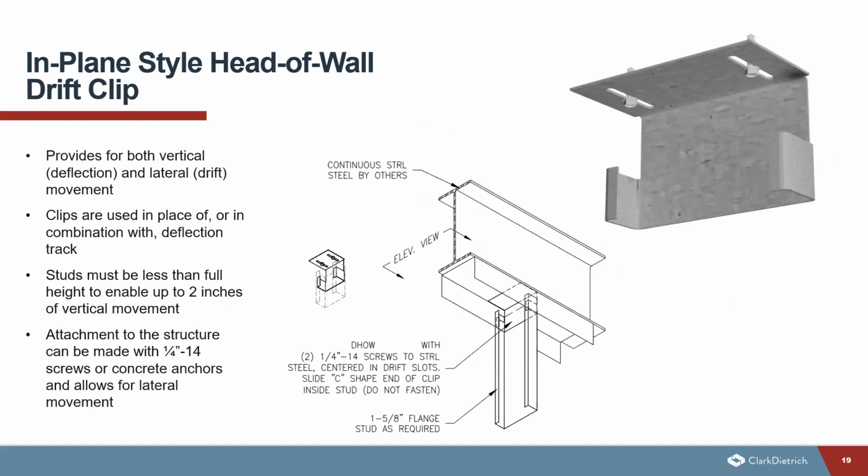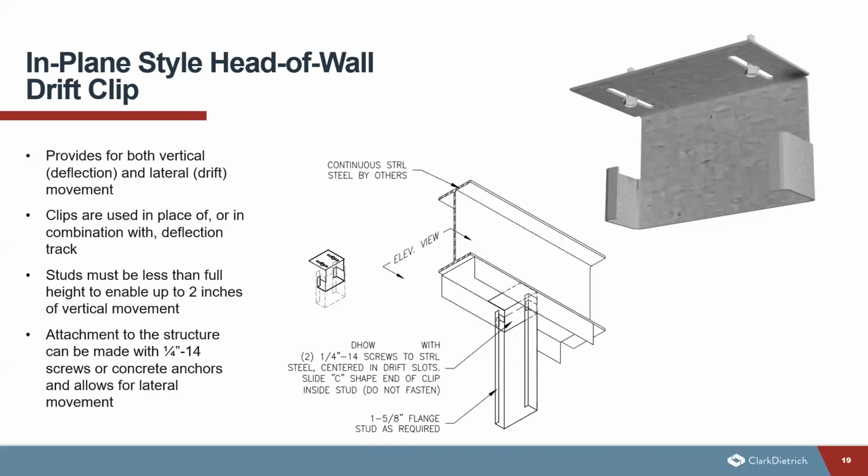Now this one is very similar to the one that we just looked at, but this one is the head of wall drift clip. So it's going to provide both vertical movement and lateral movement, which is known as drift. So this clip is going to be used in place of or in combination with a deflection track, similar to what we just saw on the previous slide. And the studs must be less than full height in order to enable up to 2 inches of vertical movement.